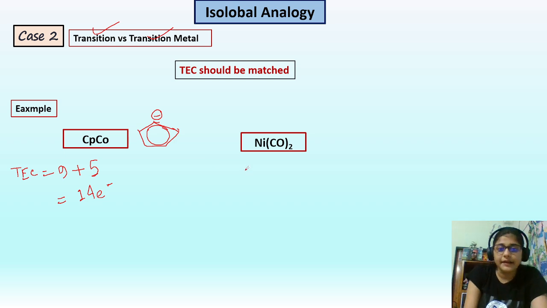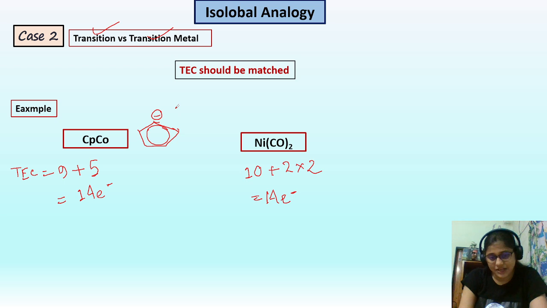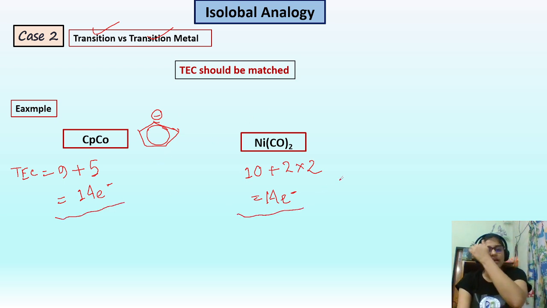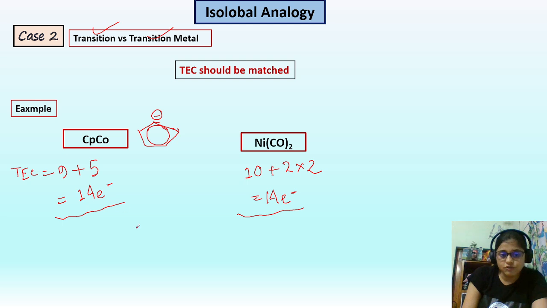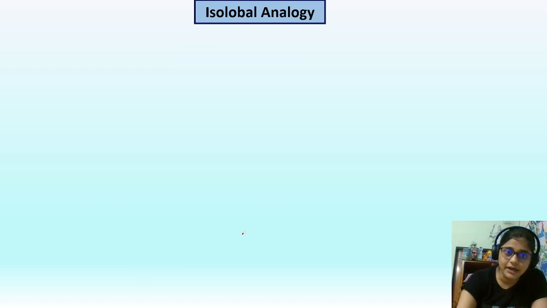Okay. And Ni is d8. So we have to take 10, and 2 into 2, it will be again 14. So here, as those are transition metals, we just have to compare the TEC and it should be matched. Okay. So now both have 14. So it is isolobal, we can say. Okay. Fine. The third case.